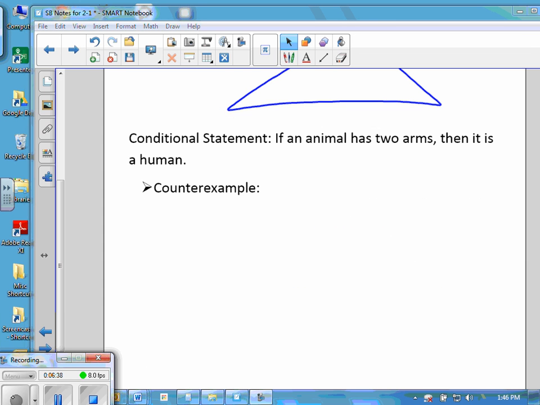Let's look at the next one. If an animal has 2 arms, then it is a human. Think about this for a minute. See if you can come up with an animal that has 2 arms that isn't a human. Come up with your own counterexample.